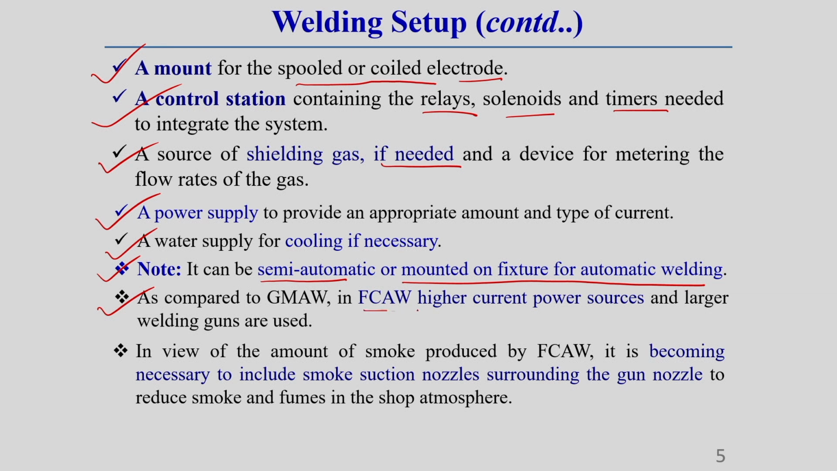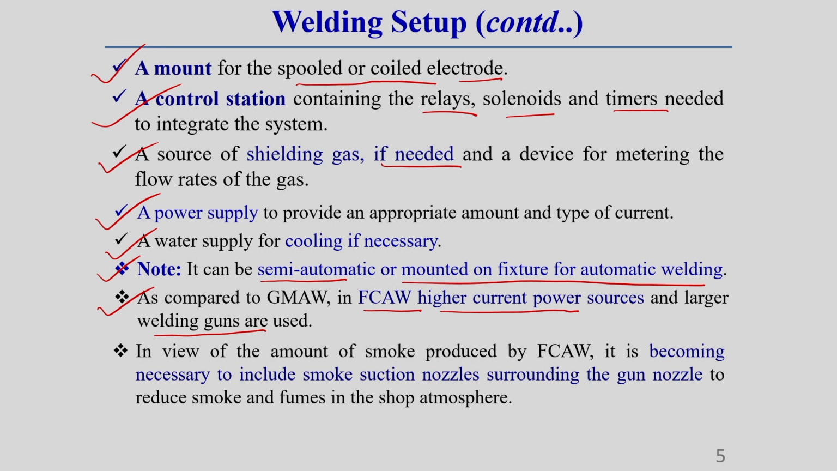Now, in the flux core arc welding process, as the flux is used inside the wire, the electrode size is generally a little bit higher in diameter than the GMAW process, or you can say MIG welding process. That is why a higher current power source and a larger welding gun are required. What I am telling, understand?